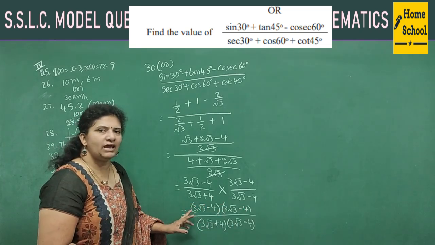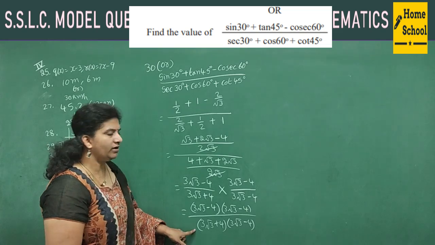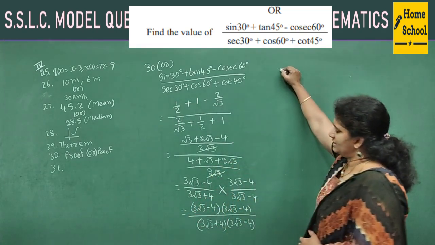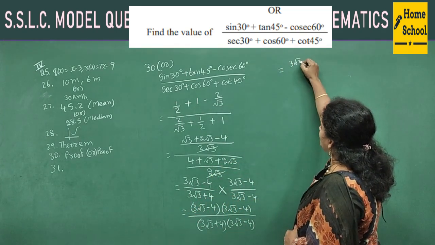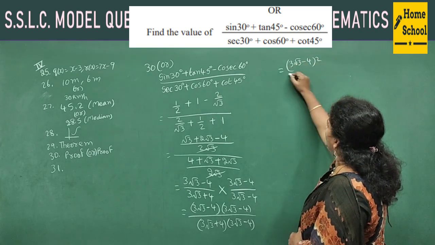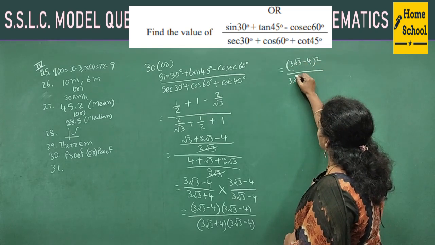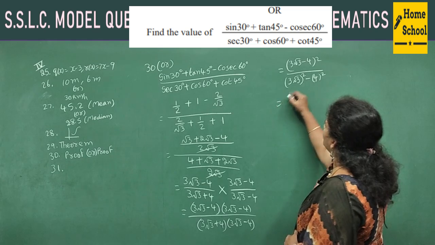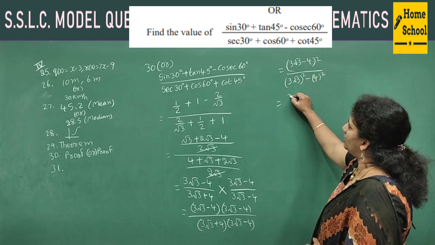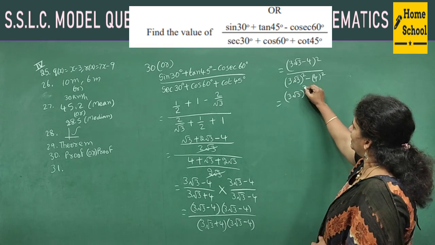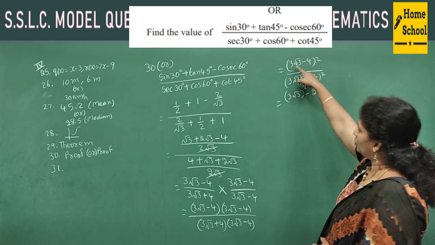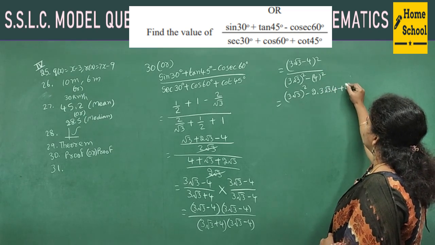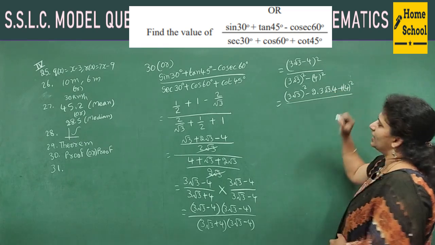I can write it as (a minus b) whole square over the denominator, (a plus b) into (a minus b) form. So this we can write as (3 root 3 minus 4) whole square by (3 root 3) whole square minus 4 whole square. Now apply the (a minus b) whole square formula: (3 root 3) whole square minus 2ab, 2 into 3 root 3 into b value, which is 4, plus 4 whole square, whole divided by.